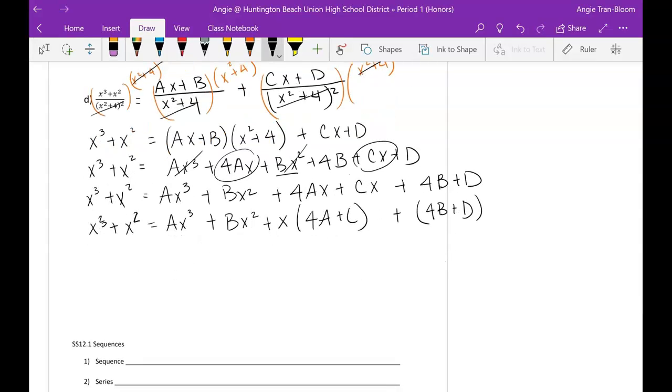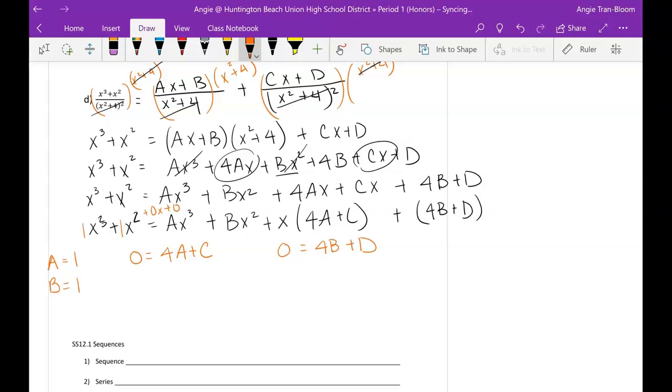Okay, here we go. Then, since this is a 1, this is a 1, there's 0x, and then 0 constant. So what that means is a equals 1. B also equals 1. 0 is now equal to 4a plus c. And 0 also equals the constant 4b plus d. So since I know a, since I know b, I can definitely go and find the rest. For a is 1. So this is 4 plus c. That means c is now -4.